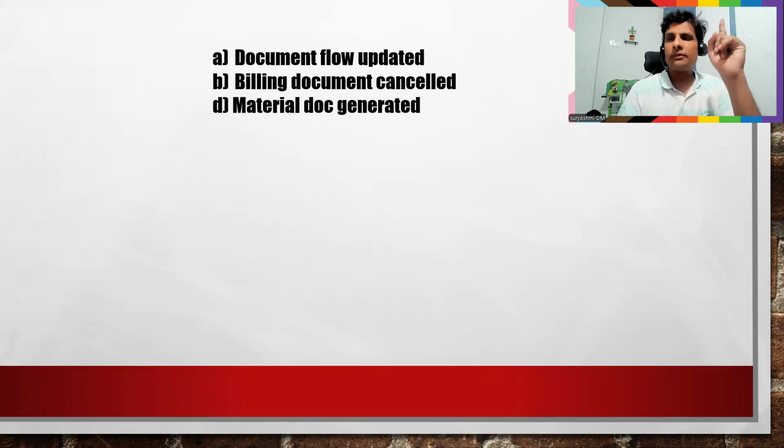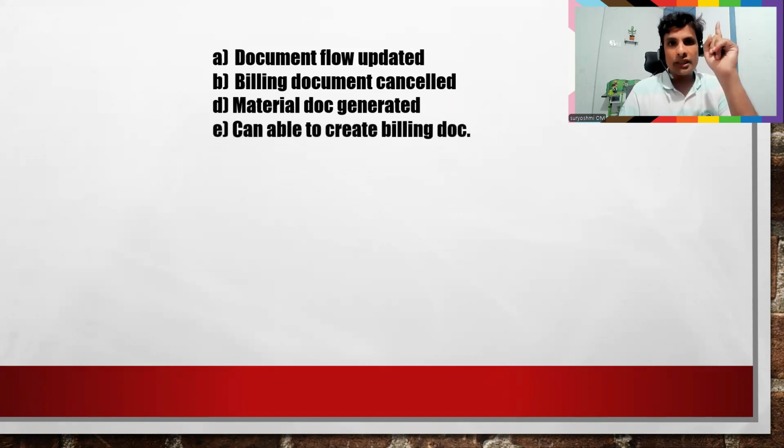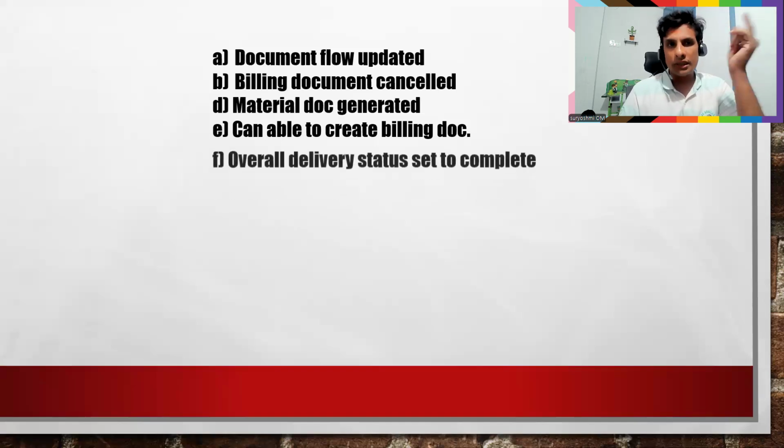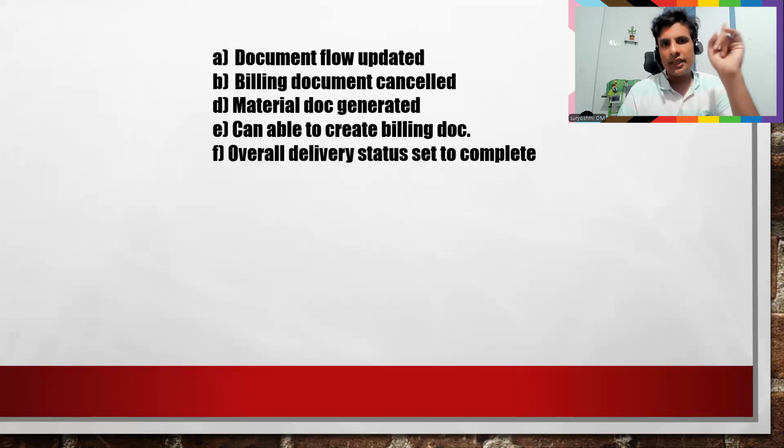Material document generated. Material document generated. No doubt. COGS, cost of goods sold, and inventory account debited. Okay, inventory account credited and COGS will be debited. Cost of goods sold debited. These are the things that will happen. So A and D is the correct answer. Can able to create bill. So obviously, if it is a delivery related billing, it will allow you to create a bill. A, D, and E are the correct answers as of now.